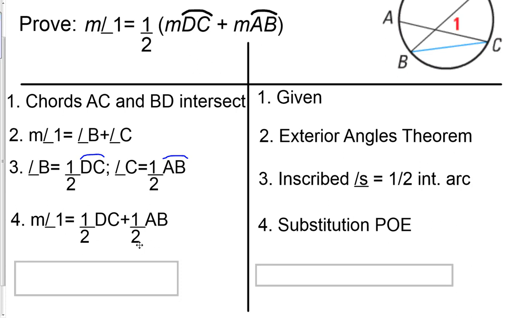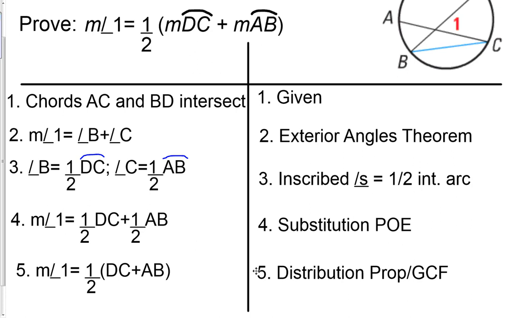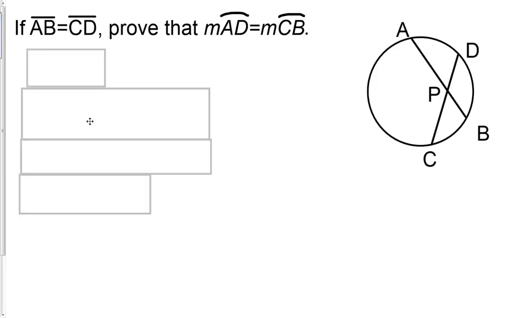And now we want to group these halves. We're basically factoring the half out to get measure of angle 1 equals half of DC plus AB. You can call that the distribution property because we're actually going the other way, or GCF, right? We factor, greatest common factor. And we have one last problem to do.